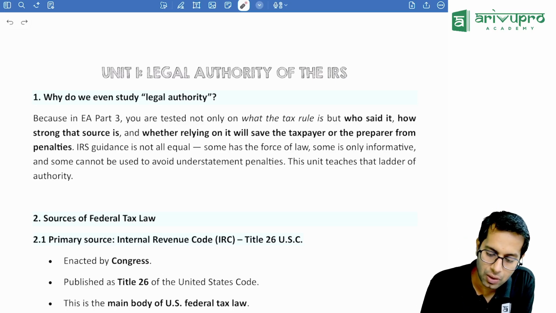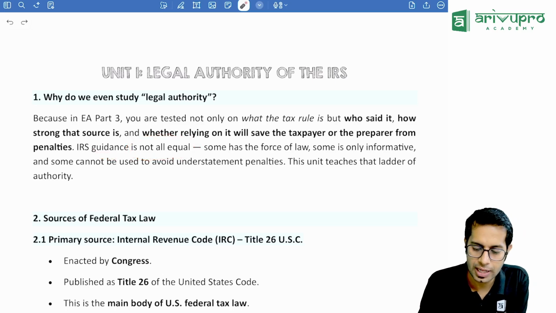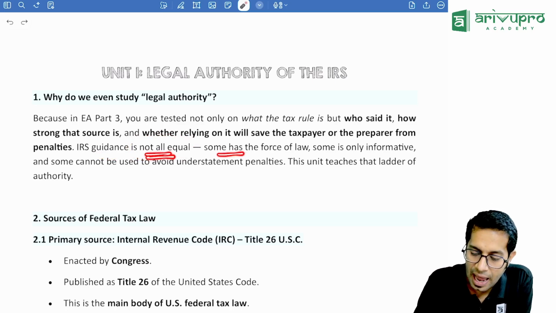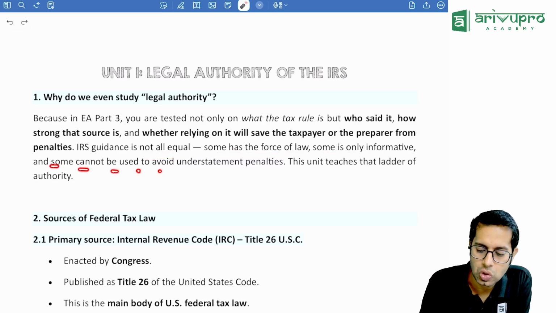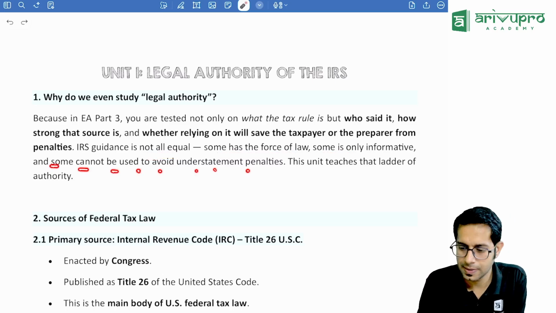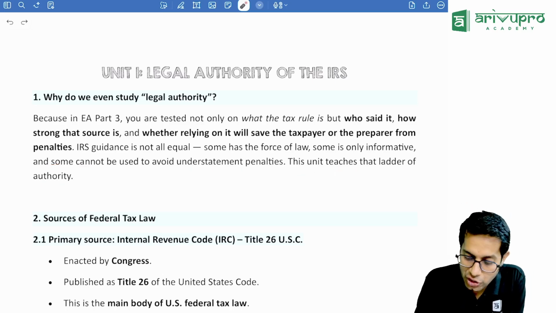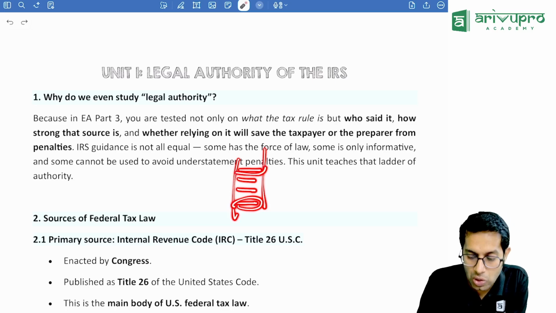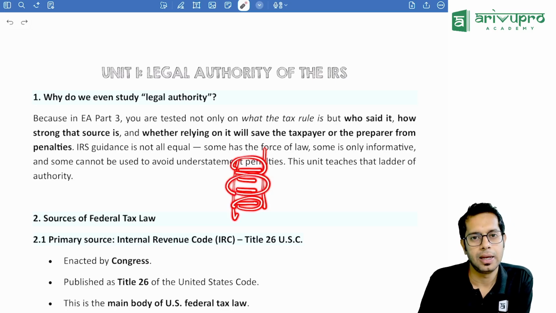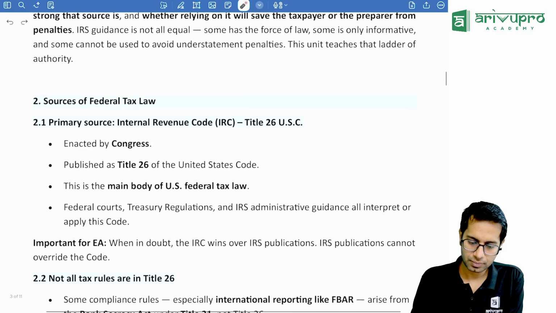Correct? So here all the guidance, all the law, all the different provisions which you are going to study are not equal. Some have the force of law, and some are only informative, just information, and some cannot be used to avoid understatement penalties. This unit will teach you the ladder of authority. Ladder means who is at the base level, who is at the top level, who is at the intermediary level. So that ladder will be taught to you.